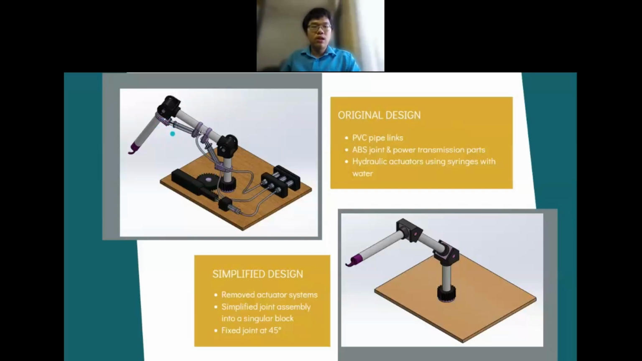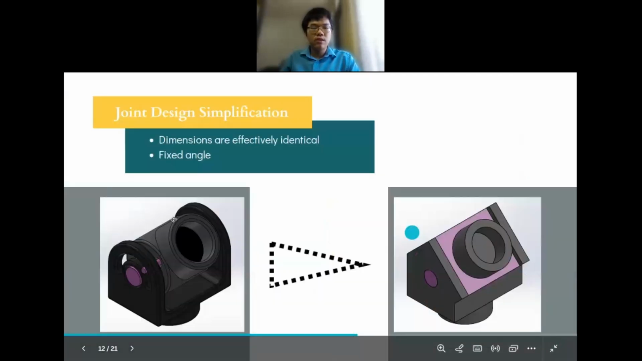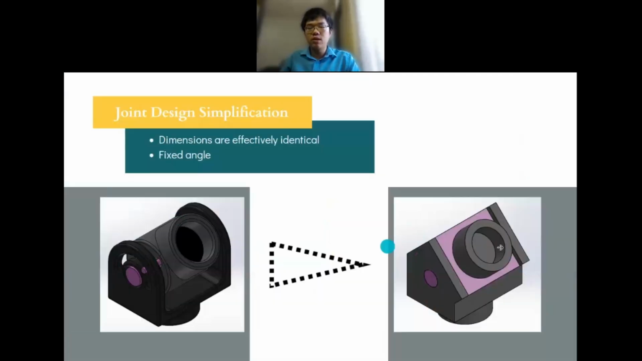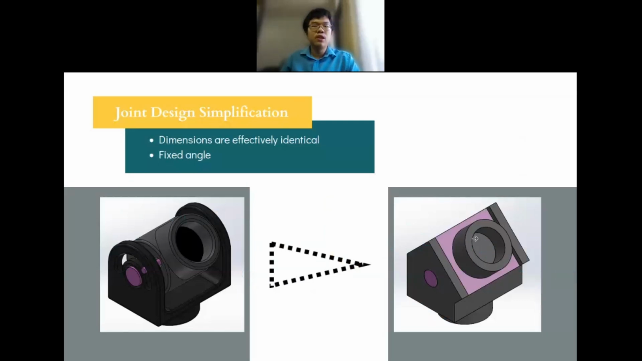The joints are then simplified into a single block, fixed at an angle of 45 degrees. As you can see here, this is the original design, and it's simplified down to a much simpler single-part version. The dimensions of both the assembly and the part are effectively identical, so there will be no significant changes to the design of the arm. The angle is fixed so that it will be easier to perform manual calculations and compare with the simulation later.